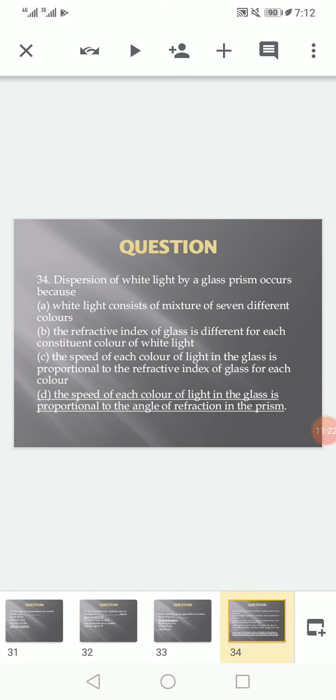34. Dispersion of white light by a glass prism occurs because of not option A, B, or C, but because of option D, which is the speed of each color of light in the glass is proportional to angle of refraction in the prism. Again, the speed of each color of light in the glass is proportional to angle of refraction in the prism.